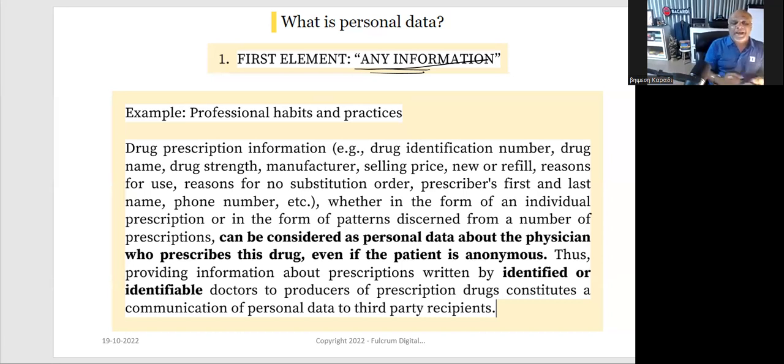Like that, any information. If you look at the prescription of a drug, the doctor writes with his letterhead. Although the patient's name is not there, the doctor's letterhead also carries personal information. So what I'm trying to focus on here is any information. That's the significance here. Maybe it's not a big thing, but yes.